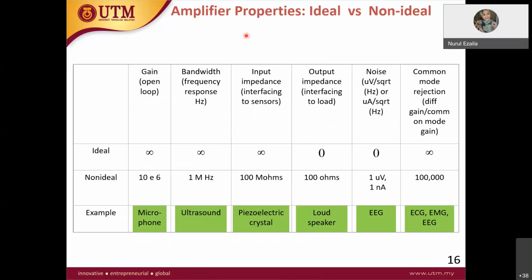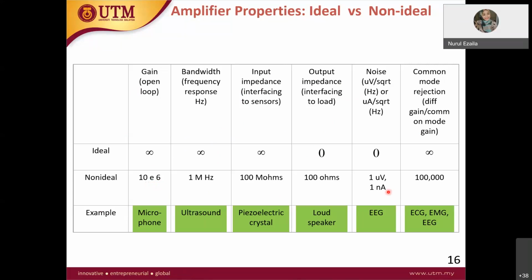Okay, so the amplifier properties, ideal versus non-ideal. The ideal has infinite gain, infinite bandwidth, infinite input impedance. But in the non-ideal, or real case, it usually has about 10 to the power of 6 gain, 1 megahertz, and 100 megaohm input impedance, and so on.